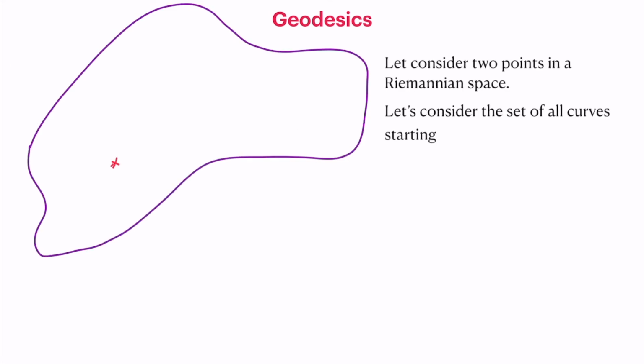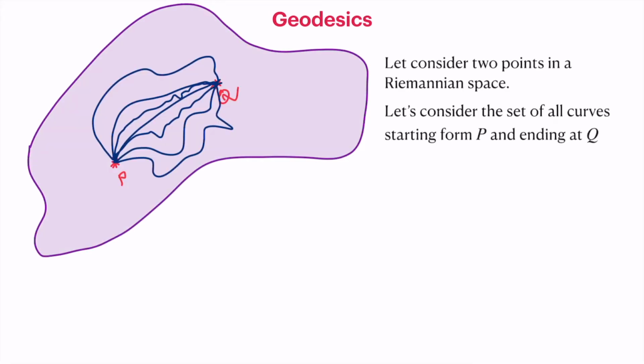Let's go ahead and define the geodesics. Let us consider two points P and Q in a Riemannian or pseudo-Riemannian space. Let us consider the set of all curves starting from P and ending at Q. Now our goal is to find the curve which has the shortest distance from P to Q. This is an interesting optimization problem, and it is common in the case of the Lagrange equation of motion.